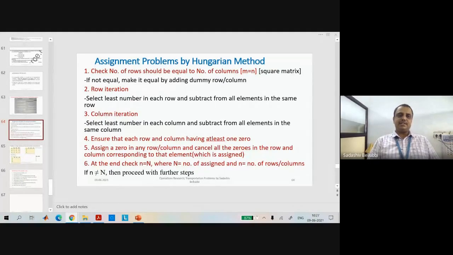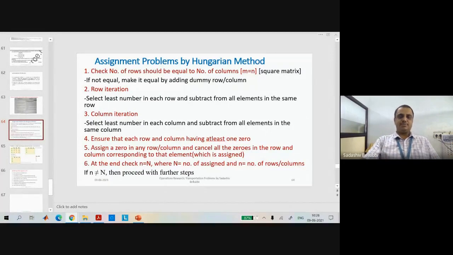And the next one, third, is column iteration. Column iteration is the same as the row iteration. In the row iteration, we identify the smallest number in each row and subtract it from all the elements. In the column iteration, we need to identify the least number in each column and subtract it from all the elements in the same column.